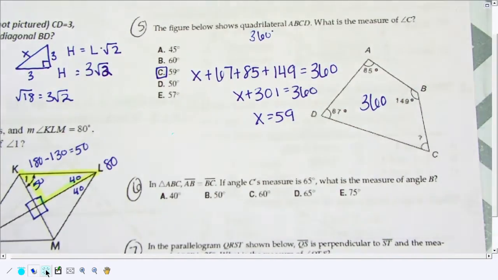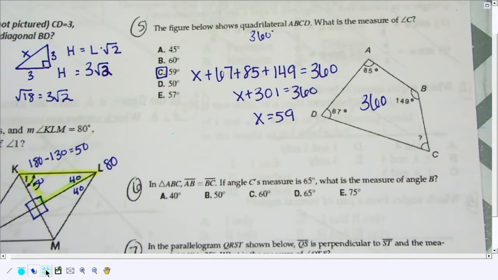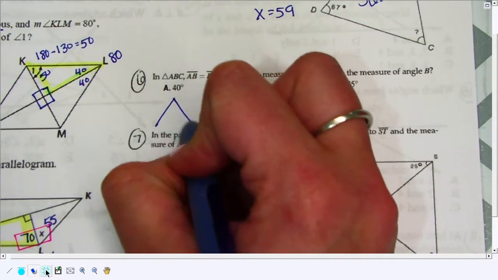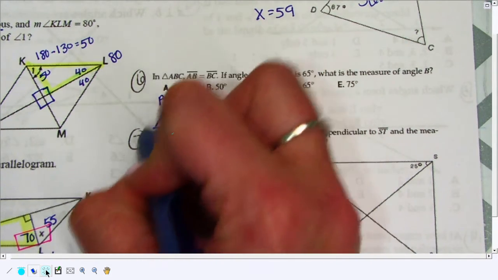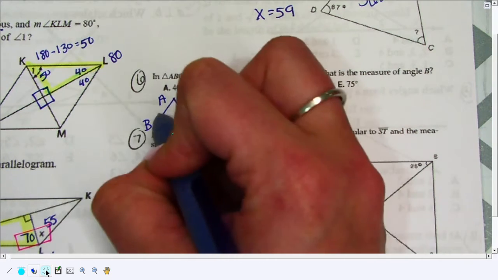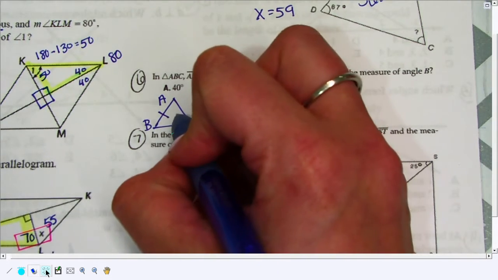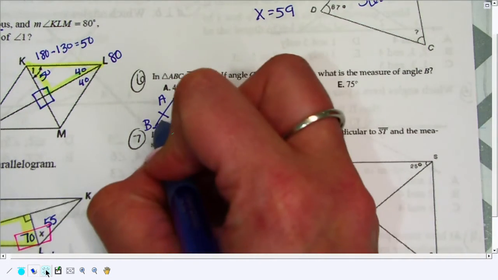So the way that you do these problems, you just look at the angles. All of the angles of any kind of quadrilateral will always add to equal 360 degrees. Okay, number 6, the triangle ABC. AB and BC are equal. So I'm going to go ahead and draw any kind of triangle, ABC. AB and BC are the equal ones. So this lets me know it's isosceles. Angle C is 65, and we're trying to find the measure of B.